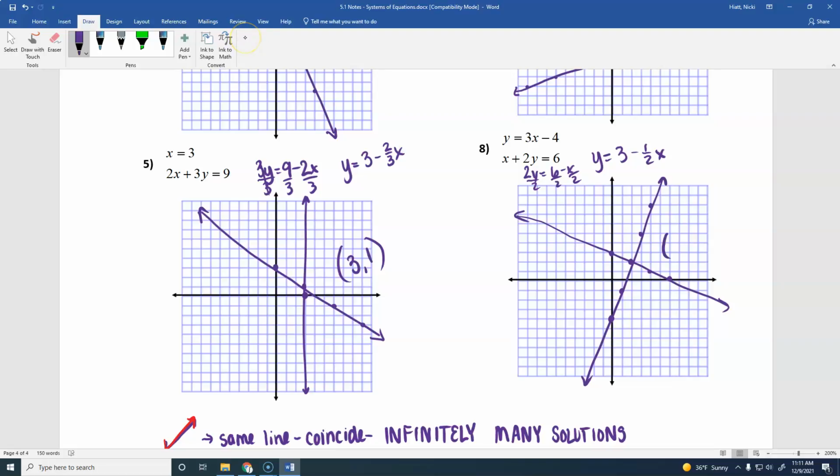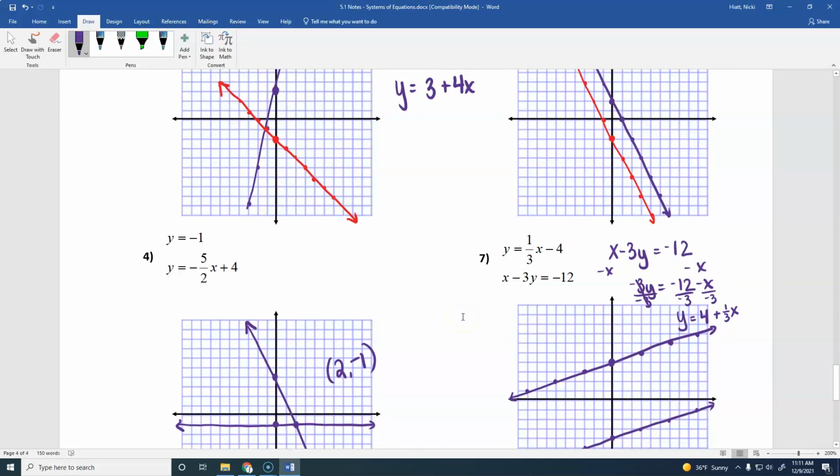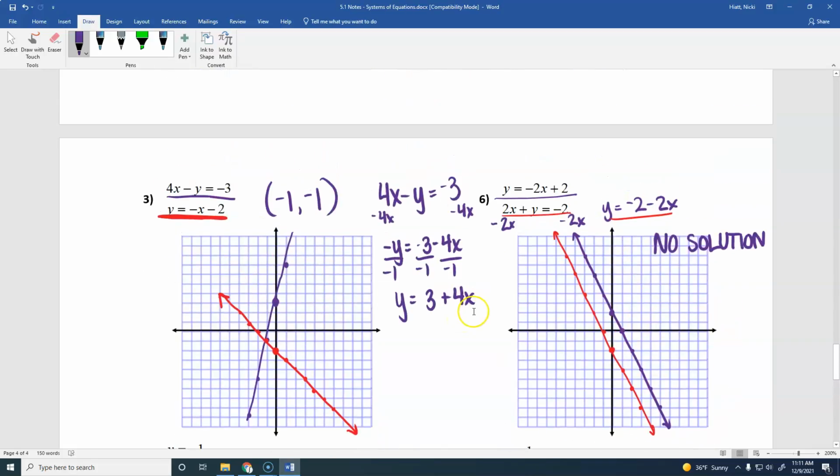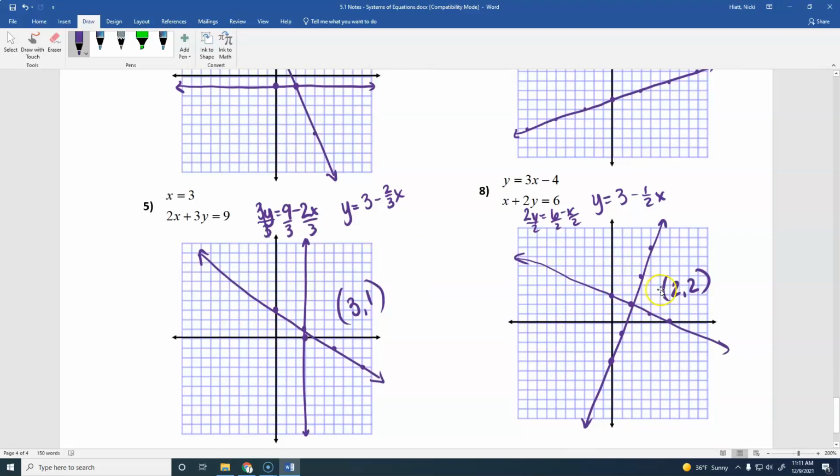All right, so I think everybody is moving on to their Delta Math now. Any questions from the notes? Did you need to check mine? I didn't show you. You check your own here at 4. You should have 2, -1. 7's no solution. 3, 1, and 2, 2. Okay, so everybody's working on Delta Math. I need to post this.